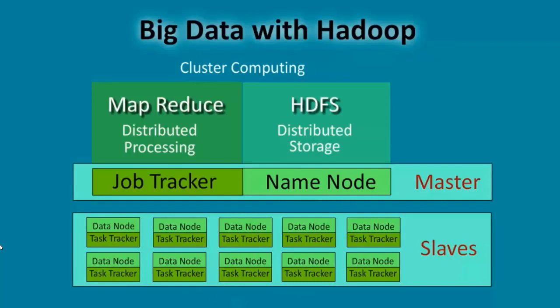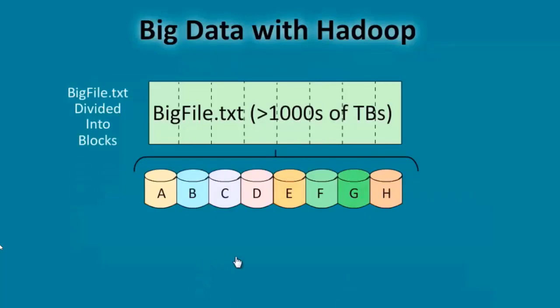So let's look at the basic idea of how it works. Let's say that we have a big file. We have a ton of data. We've got this file here, bigfile.txt, and it's thousands, let's say, of terabytes. Let's say it's 100 terabytes or 1,000 terabytes or something like that. So how does Hadoop manage that? How does Hadoop work with large data sets like this?